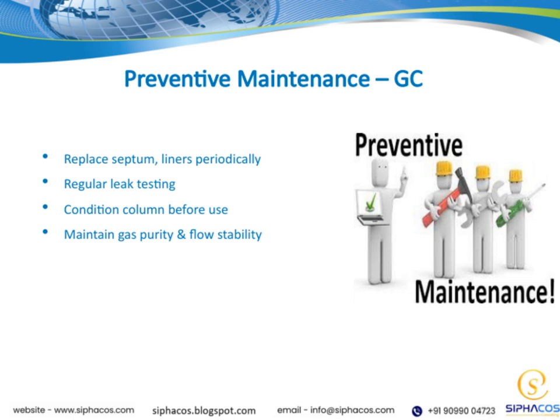Before using the column, always condition it properly. This step ensures the column is clean and ready for accurate analysis. Maintaining gas purity and flow stability is another vital point. Clean, pure gases and consistent flow rates are essential for reliable results. Finally, don't forget about preventive maintenance. Regular checks and upkeep of the GC system help extend its lifespan and prevent unexpected failures. Keeping these practices in mind aligns with our goal of achieving high-quality, reliable analytical results.